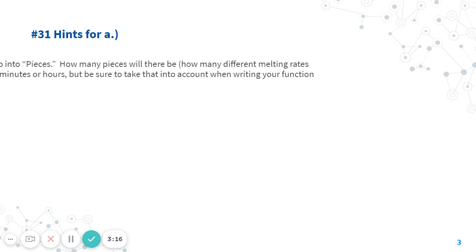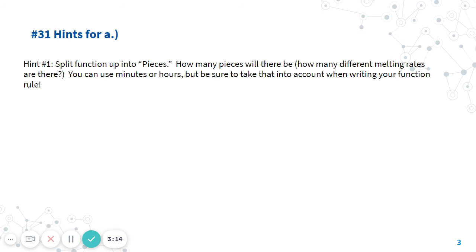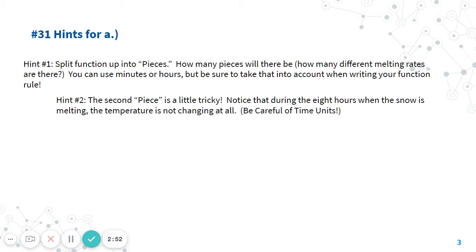So here's a part A hint. The first part is to split your function up into pieces. How many pieces will there be? In other words, how many different melting rates or different categories will you have in your table? You can use minutes or hours, but make sure that you're taking that into account when you're writing your function rule.